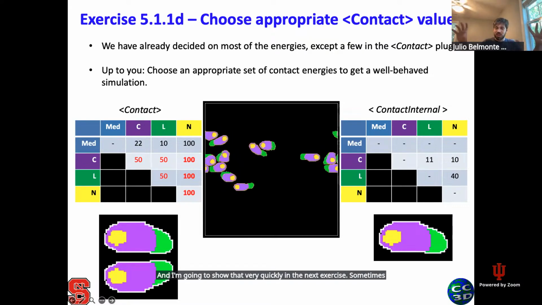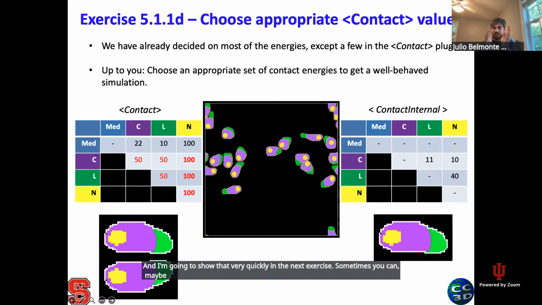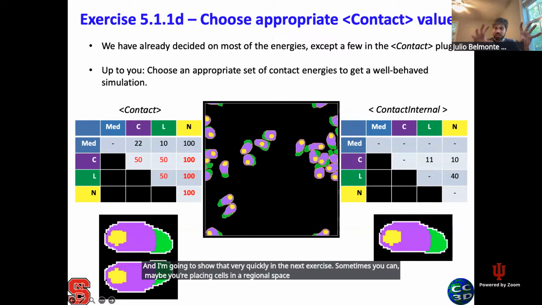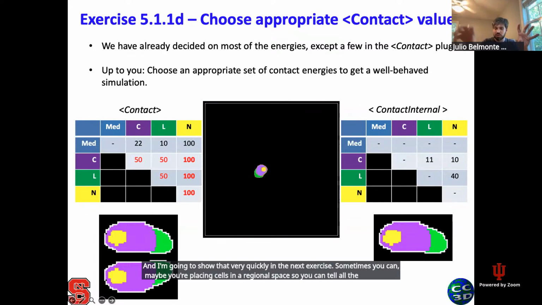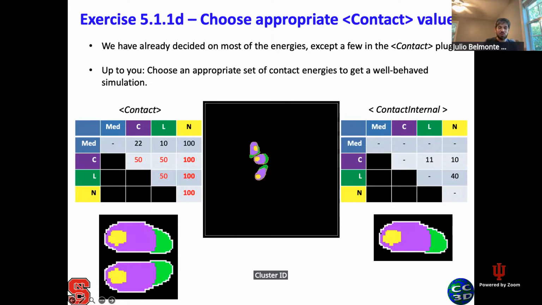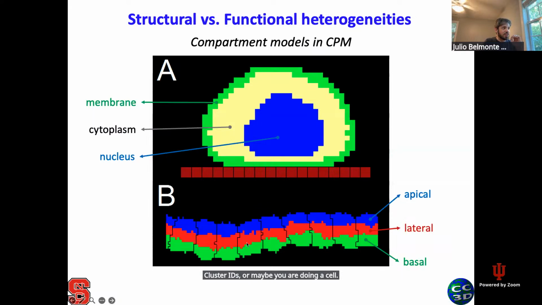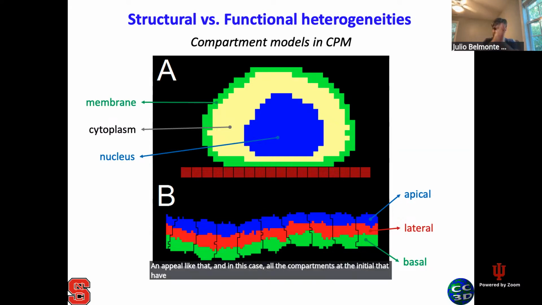Sometimes maybe you're placing cells in a regional space, so you can tell all the compartments within the regional space should have the same cluster IDs. Or maybe you are doing a cell, an epithelium like that. And in this case, all the compartments at the initial that have the same x axis coordinates should have the same cluster ID.